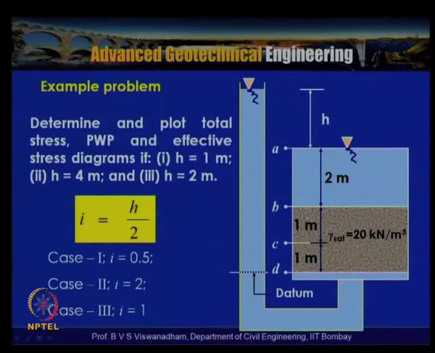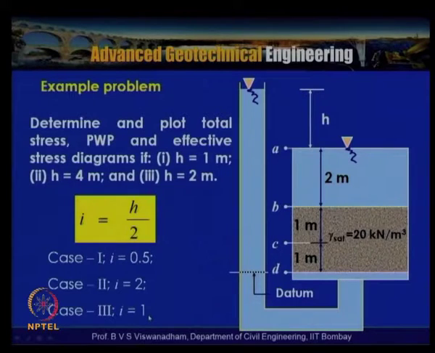The saturated unit weight of the sand particles is given as 20 kilonewton per meter cube. So this level is C, D, B and A. In case 1, the hydraulic gradient: the length of the soil sample is 2 meters, so i is nothing but H by 2. When H is equal to 1 meter, it is 0.5, and when H is equal to 4 meters, it is 4 by 2, that is 2, and in case 3, i is equal to 1.